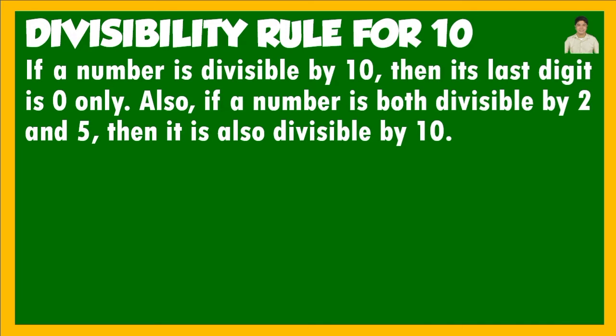Okay. Also, if a number is both divisible by 2 and 5, then it is also divisible by 10. So, kung na-check natin na divisible by 2 siya, walang remainder sa 2 and 5, automatically considered siyang divisible by 10. Okay, pero syempre yung pinakamadali sa lahat, kapag last digit niya is 0, automatically divisible by 10 po siya.